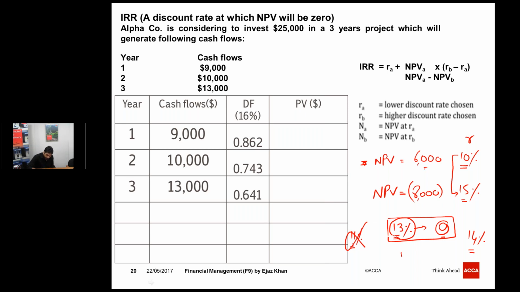So if we are able to find out the rate at which net present value will be 0, we can easily compare that rate with the cost of capital and we will be able to take the decision whether we should accept the project or we should reject the project. Did you get my point? We need to find out the rate at which net present value of the project will be 0 so that we can compare it with our cost of capital, that is the required return. And in that case, we will be able to decide whether we should accept this project or not.